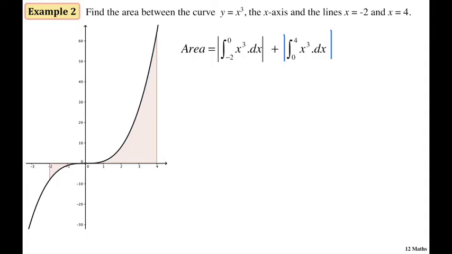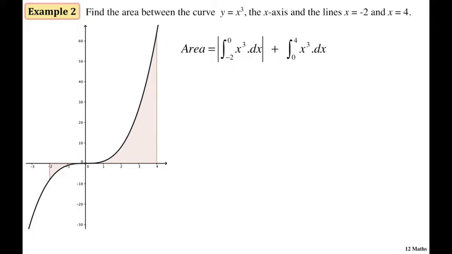Why didn't I? Because when I looked at the graph, I could see that between minus 2 and 0 is when the shaded area is below the x-axis on the graph. So I've got absolute value signs there. And between 0 and 4, it's above the x-axis, so I know I'm going to get a positive answer when I'm above the x-axis, so I haven't bothered with them. But if you wanted to put them there, you could.